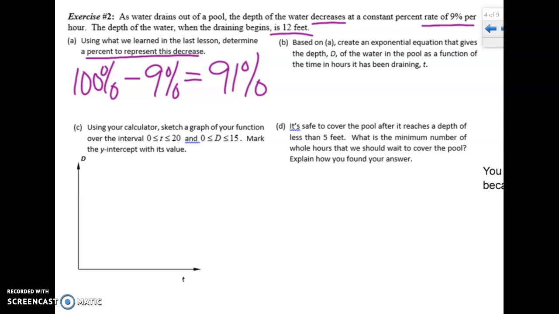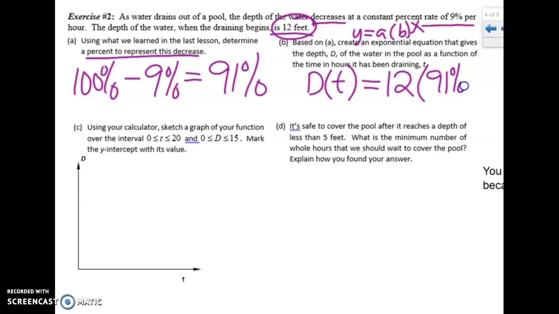Come over and make an equation out of this. Again, an exponential is a times b to the x power, where let's do some function notation: D for how deep the water is, T for how much time, A for the starting value. This pool was pretty deep. Most pools are 10 feet. This one's 12. It's going to be decreasing at a rate of 9%, which means 91% remains.